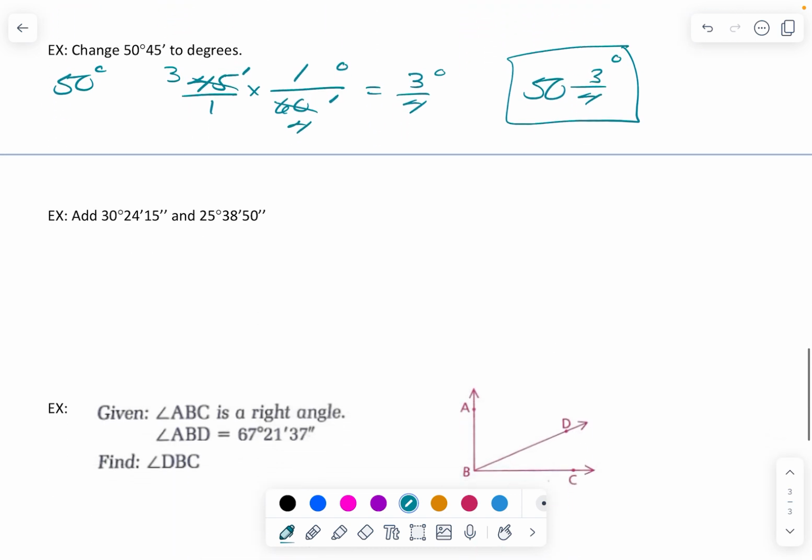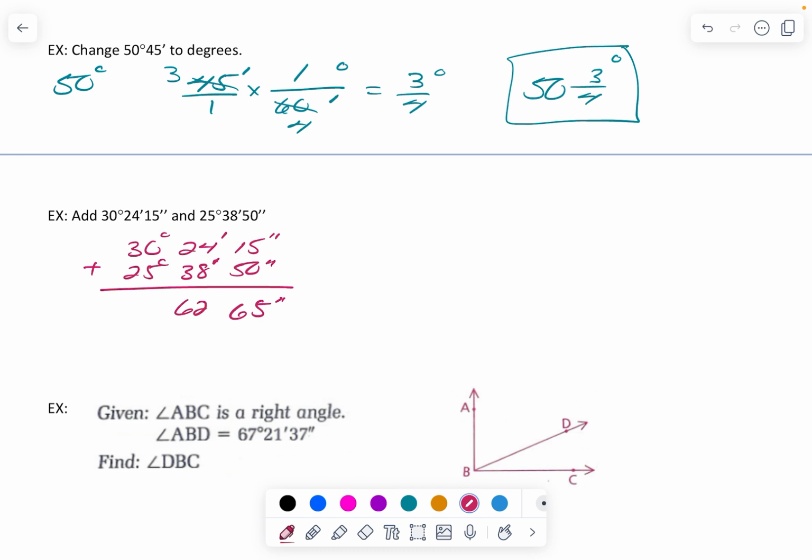Now we can also add degrees, minutes, and seconds with each other, I should say. So let's write this one on top of each other: 30 degrees, 24 minutes, 15 seconds, plus 25 degrees, 38 minutes, 50 seconds. Adding these together, we add the seconds together and we get 65. Adding these together, we get 62 minutes and we get 55 degrees.